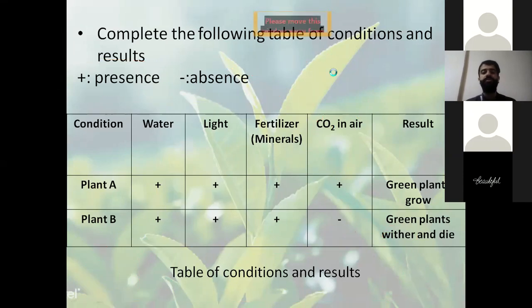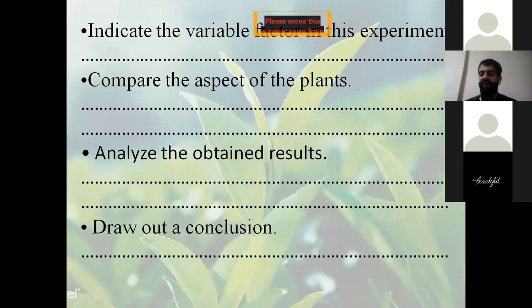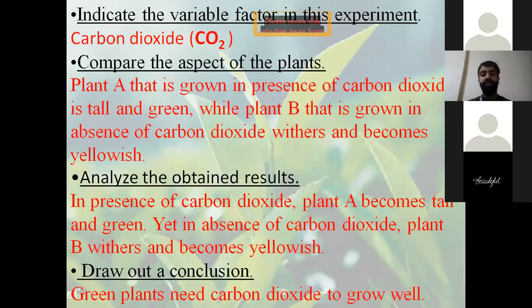Okay, so let's move to indicating the variable factor in this experiment. The variable factor in this experiment is the carbon dioxide, because it's present in plant A and absent in plant B. Pay attention: in this experiment, it's not the potassium hydroxide. Potassium hydroxide, KOH, absorbs the carbon dioxide in plant B, but it's not the variable factor. So the variable factor is the carbon dioxide, CO2.